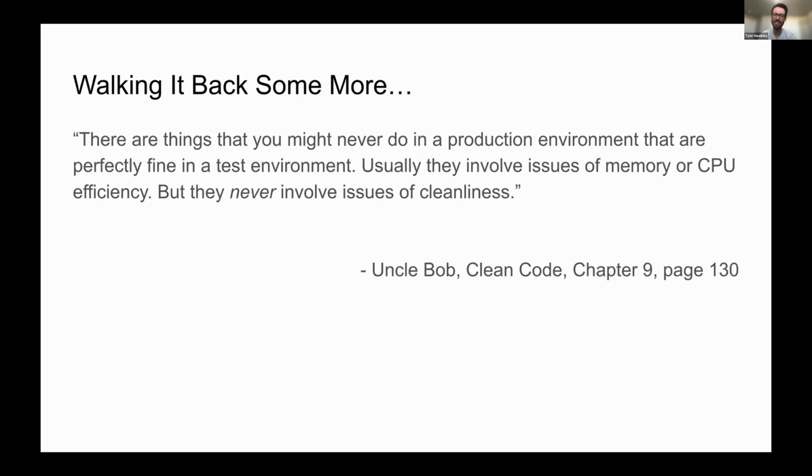And then even just a few pages later in his book, he walks it back a little bit more. So now he says, there are things you might never do in a production environment that are perfectly fine in a test environment. Usually they involve issues of memory or CPU efficiency, but they never involve issues of cleanliness. I think that's a pretty important distinction. Sometimes, yeah, maybe we don't write the most optimized code in our tests. Maybe it's not as efficient as something we would do for production code. But when it comes to cleanliness, there's really no excuse to write code that is less clean in our test code.